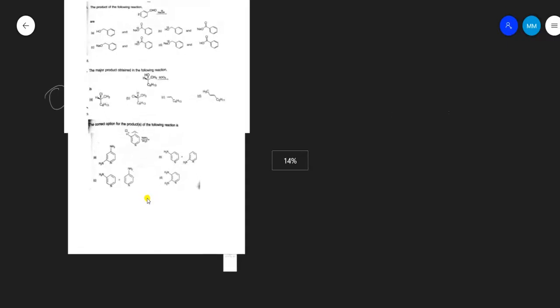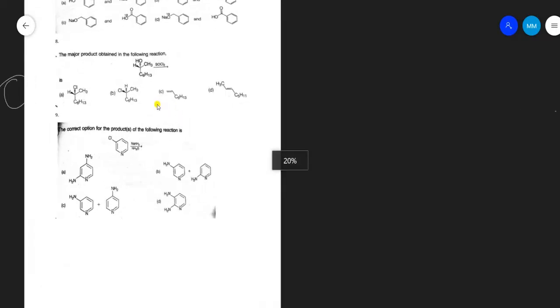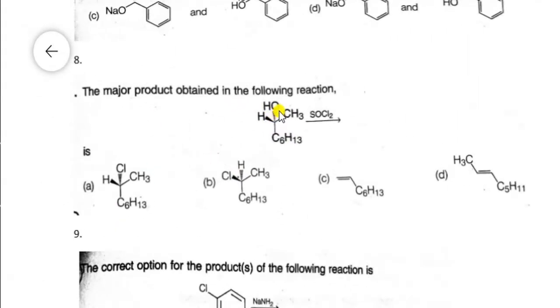Next one, the major product obtained in the following reaction. Here the reagent is thionyl chloride. What is the product? In this compound, the OH is below the plane, and if it is treated with SOCl2, we know that it is a substitution reaction. So in place of OH, the Cl will be substituted.